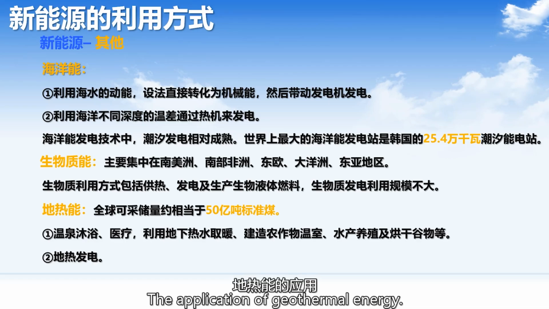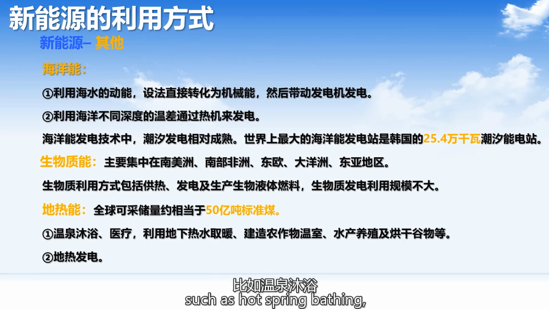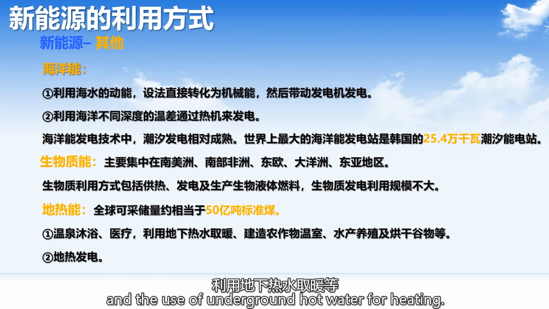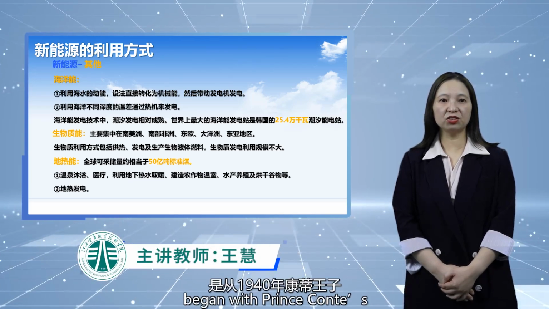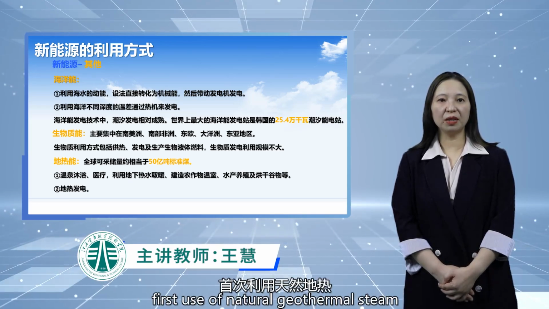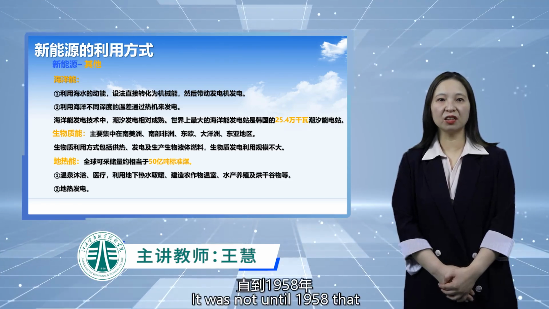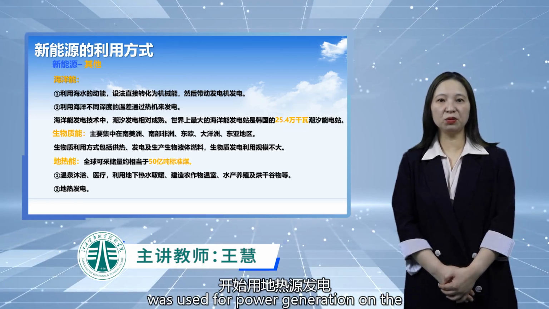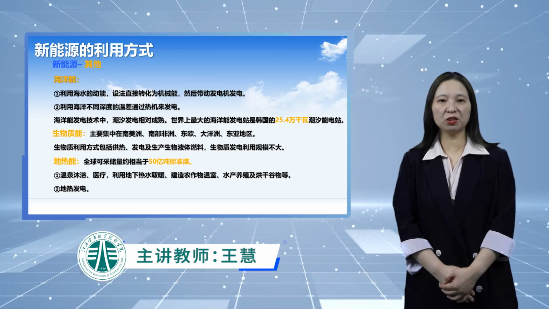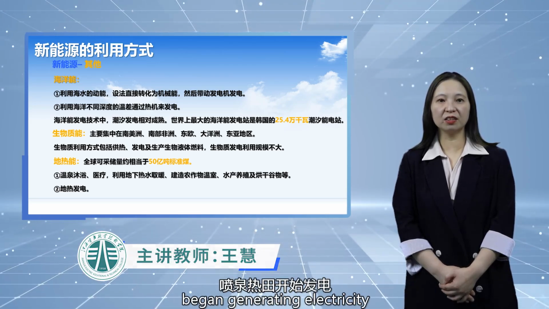The application of geothermal energy: people have been using geothermal energy for a long time, such as hot spring bathing, medical treatment, and the use of underground hot water for heating. However, the real large-scale development and utilization began with Prince Conti's first use of natural geothermal steam for power generation in 1940. It was not until 1958 that geothermal energy was used for power generation on the North Island of New Zealand. In 1960, the Fountain thermal field in California, USA, began generating electricity.